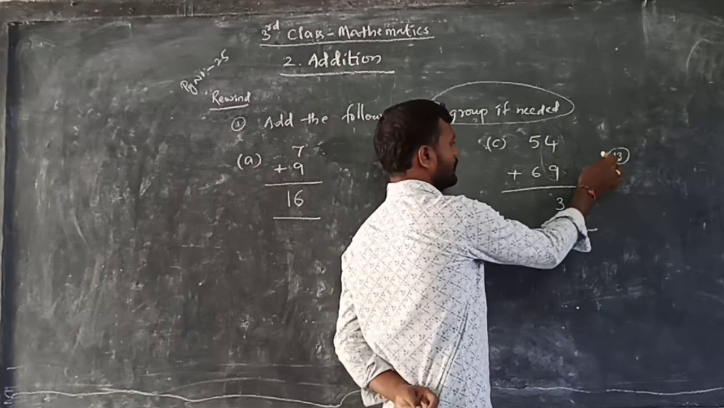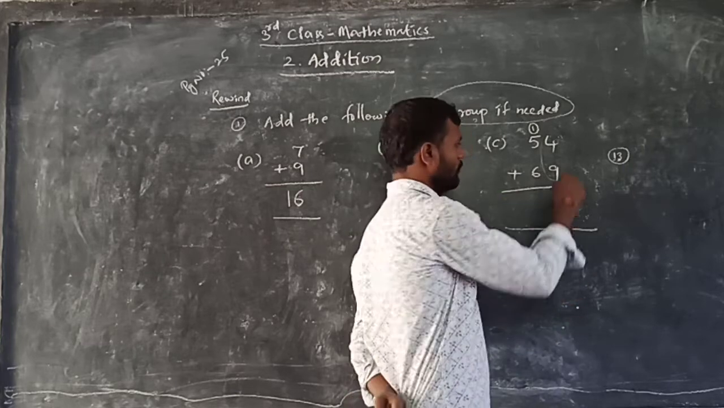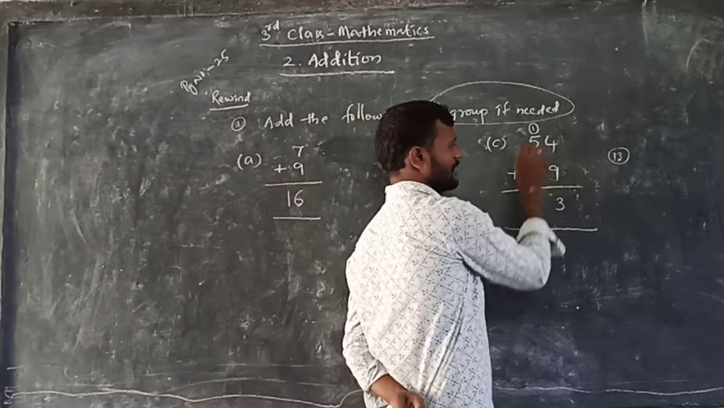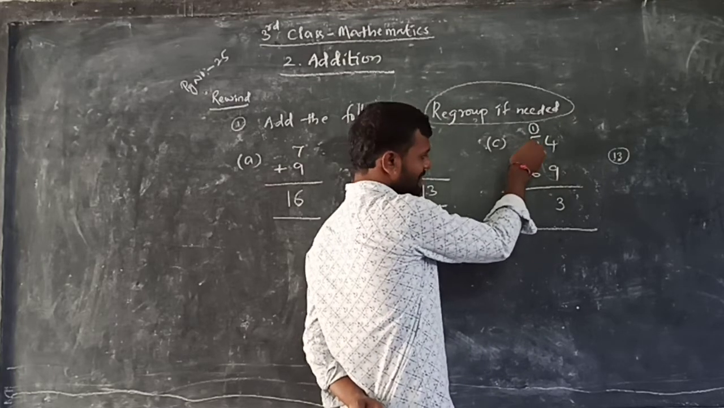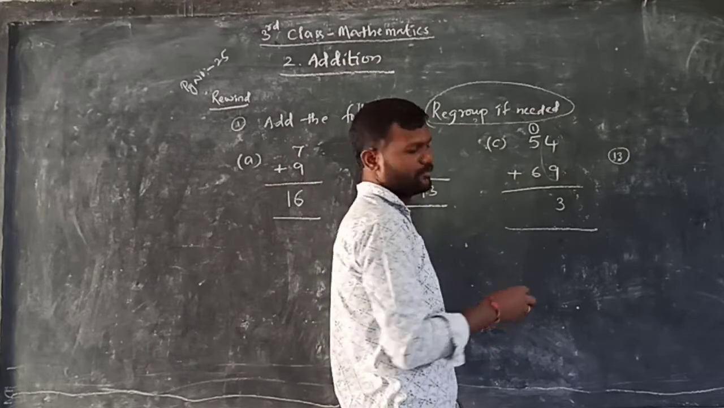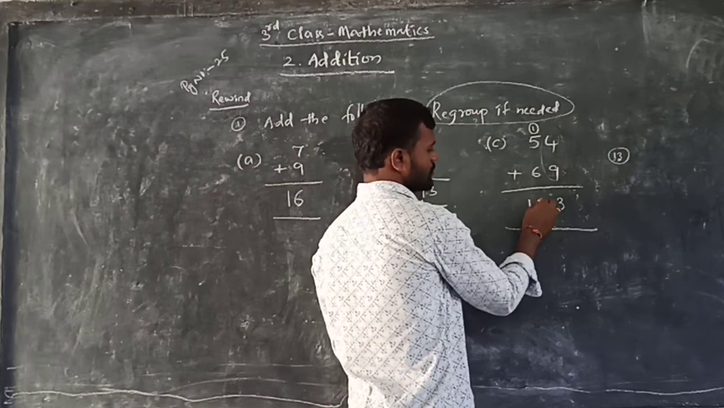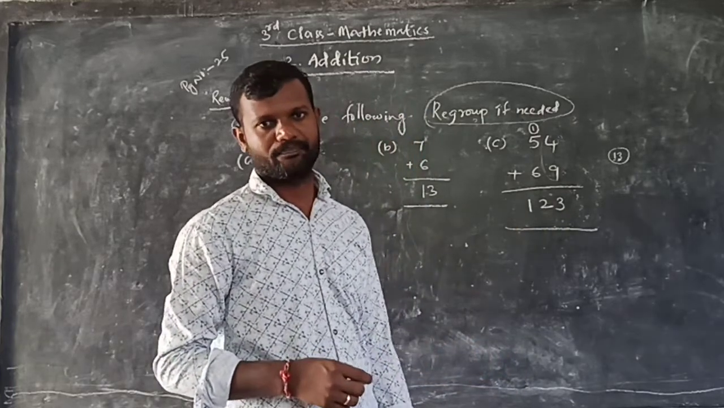Okay, 3 and 1 should be carried. Write 1 there. 4 plus 9, 13. 3 here and 1 carry. Next 1 plus 5, 6. 6 plus 6. 6 plus 6 how much? Again add. What you will get? 12. So the answer is how much? 123 is the answer for that.